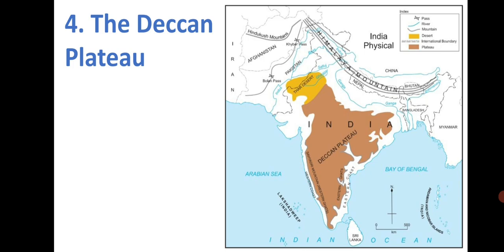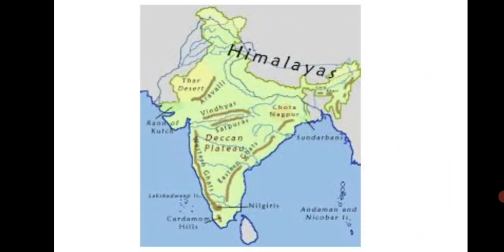A major part of the Indian peninsula is occupied by the Deccan Plateau. So all the area that you can see in brown color here is the Deccan Plateau. The mountain ranges of the Vindhya and Satpura are located to the north of the Deccan Plateau. The Sahyadri mountain ranges are to its west. They are also known as the Western Ghats.